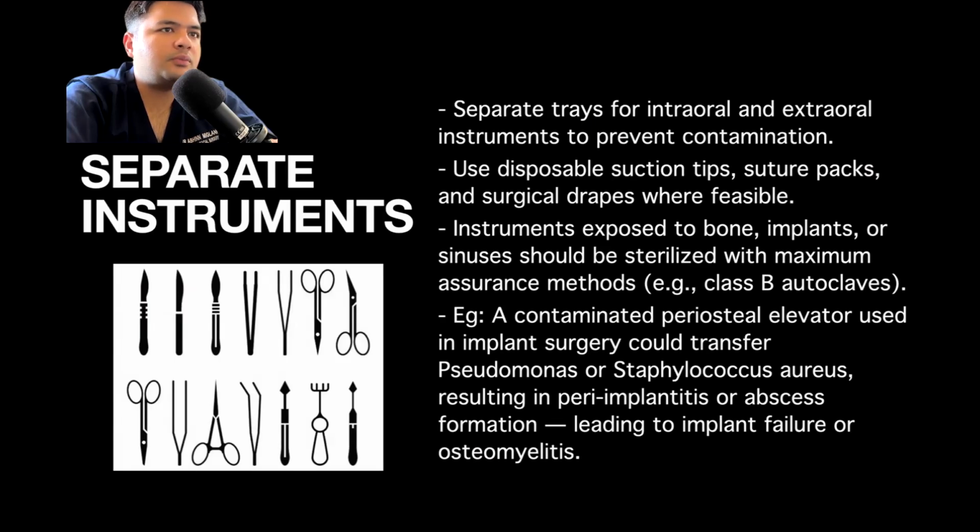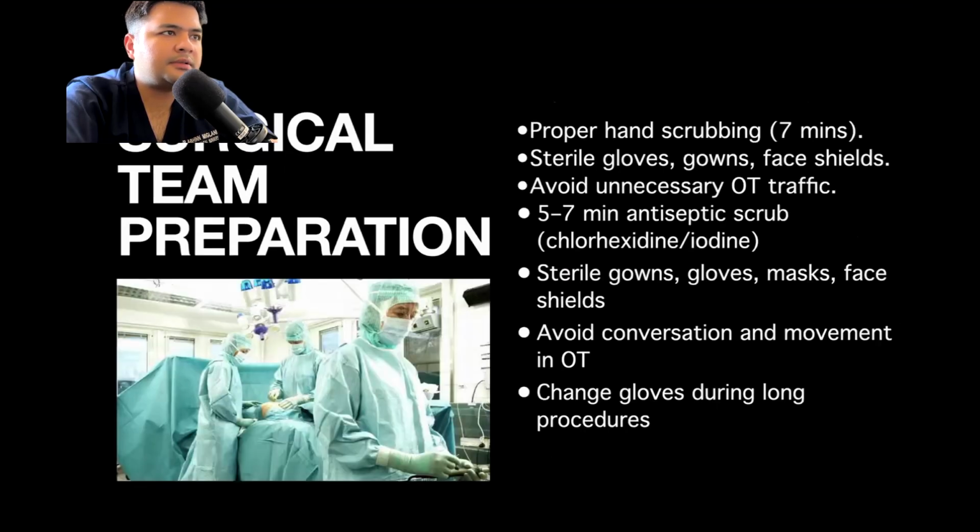Instruments exposed to bone, implants or sinuses should be sterilized with maximum assurance methods, for example class B autoclaves. For example, a contaminated periosteal elevator used in implant surgery could transfer Pseudomonas or Staphylococcus aureus, resulting in peri-implantitis or abscess formation leading to implant failure or osteomyelitis.